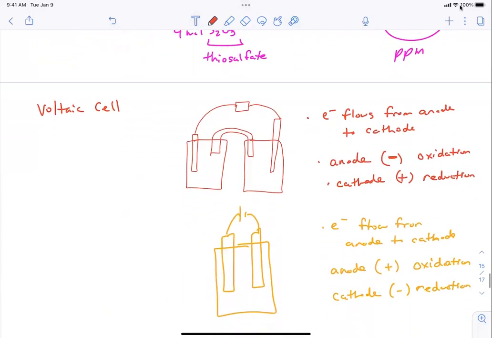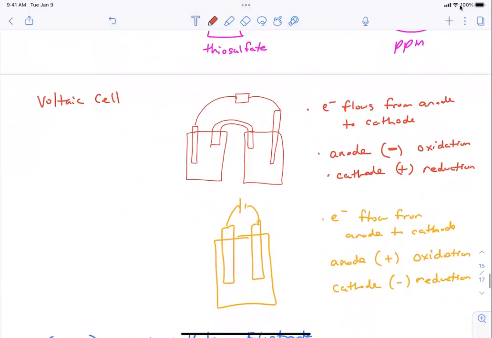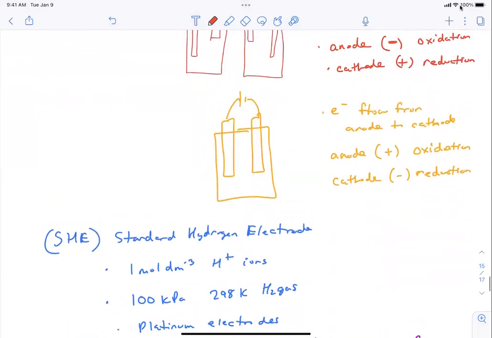decimeter cubed. Okay. Voltaic cell, knowing that electrons flow from the anode to the cathode in both types of cells, electrolytic and voltaic, the anode is oxidation, the cathode is reduction. The only thing that's different is the charge of the electrodes. That's the only difference between those two. Yes?